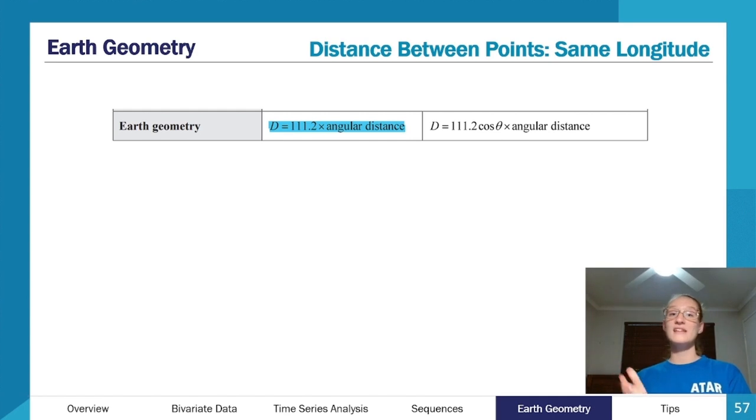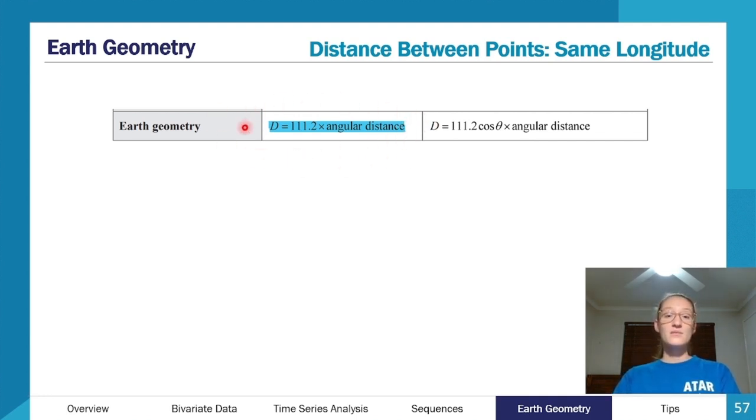Okay, awesome. These formulas here are straight from your formula sheet. Go check out your formula sheet. Again, that's my biggest advice. So we can see here that for Earth geometry, we're actually given two formulas to calculate distance. The D is referring to distance, because here we're looking at the distance between two points. And the reason for that is we use different formulas.